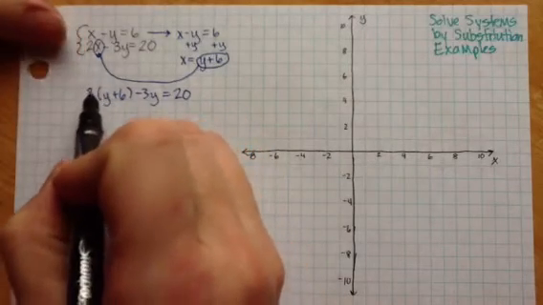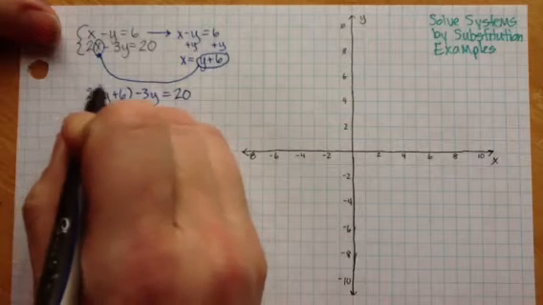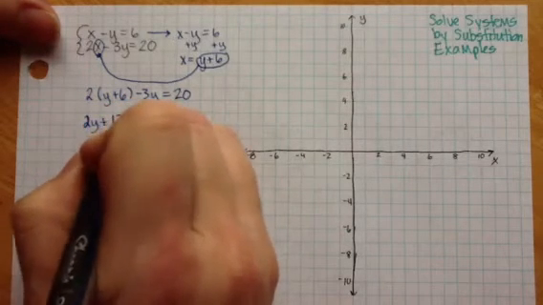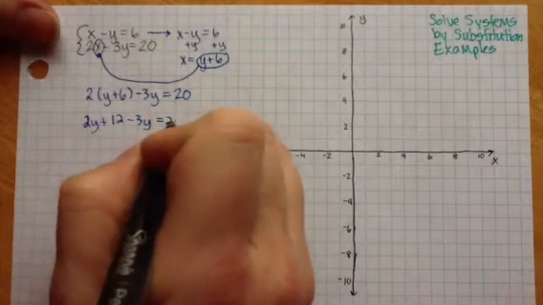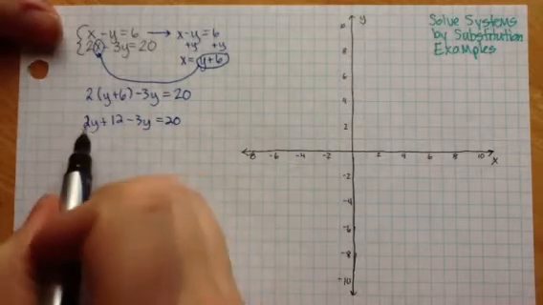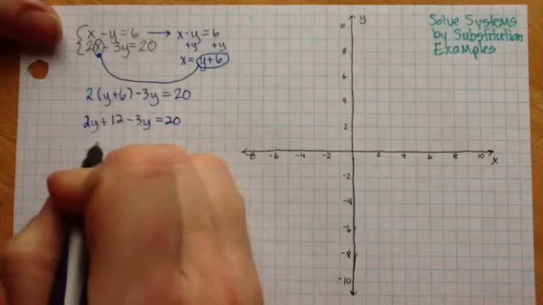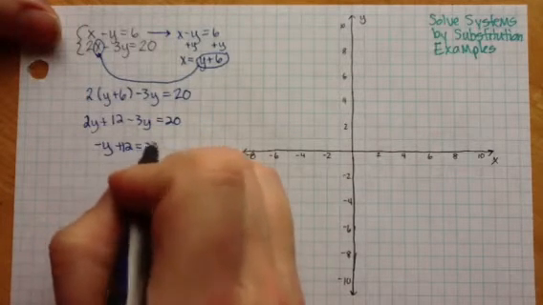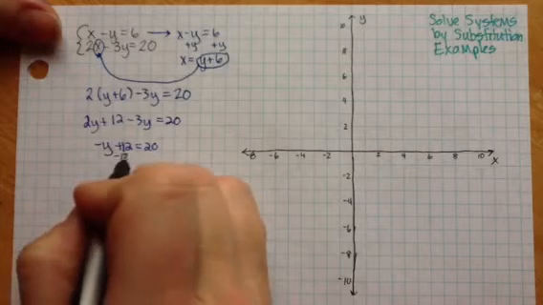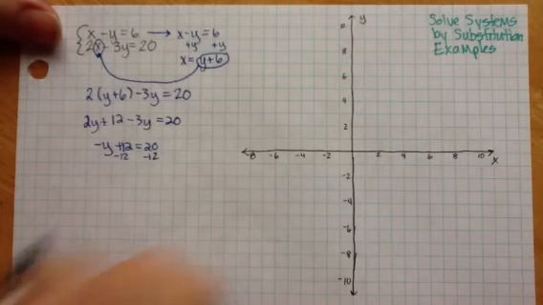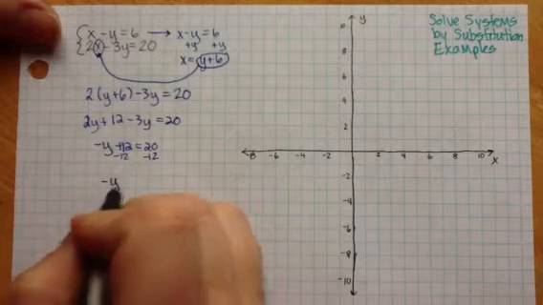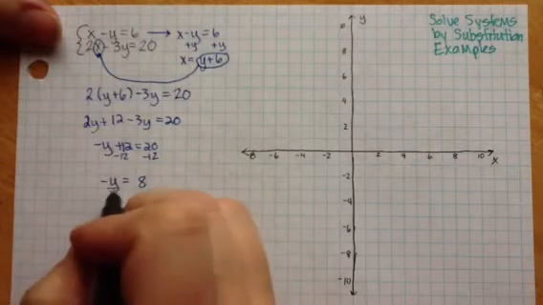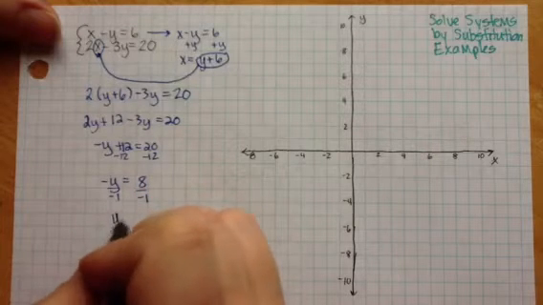So I'm going to go ahead and solve algebraically. So I'll distribute that 2. So 2y plus 12 minus 3y equals 20. I'm going to combine like terms. So I get 2y minus 3y is negative y plus 12 equals 20. Subtract that 12 from both sides. That gives me negative y equals 8. And then divide by negative 1. So I get y equals negative 8.